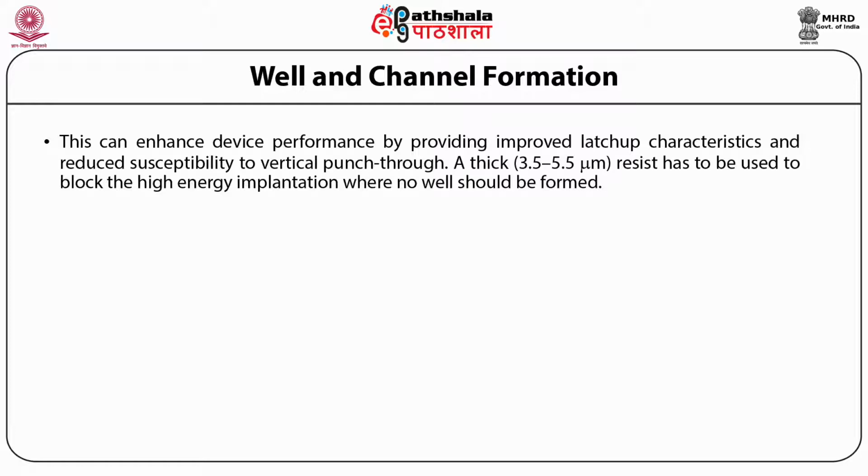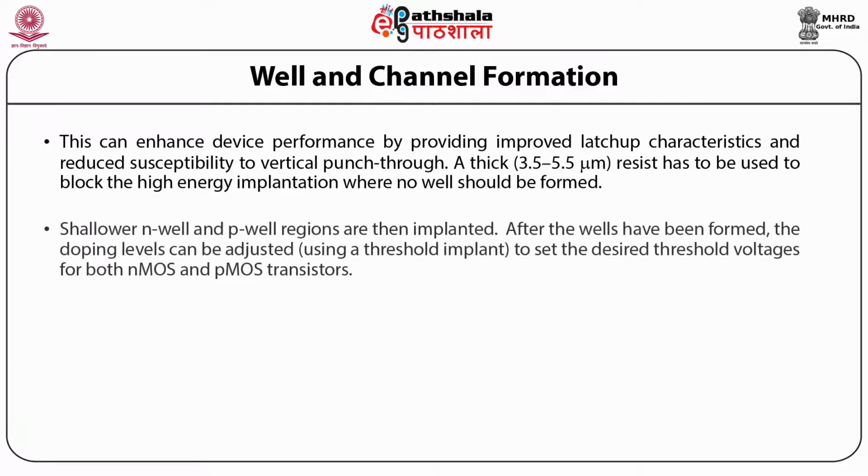So a thick resist, that is 3.5 to 5.5 micron, has to be used to block the high energy implantation where no well should be formed. Thick resist and deep implants necessarily lead to fairly coarse feature dimensions for wells compared to the minimum feature size. After the wells have been formed, the doping levels can be adjusted using a threshold implant to set the desired threshold voltages for both NMOS and PMOS transistors.